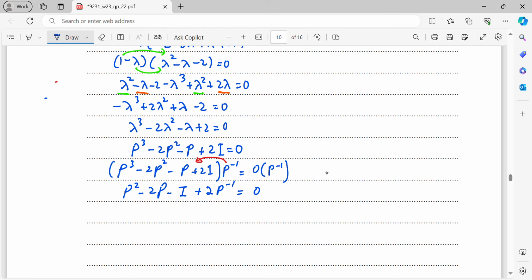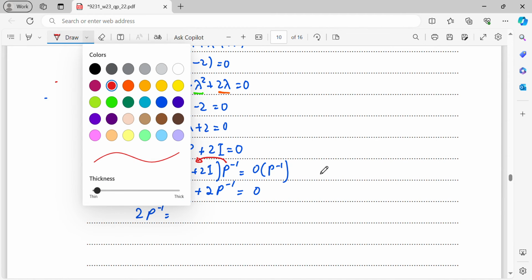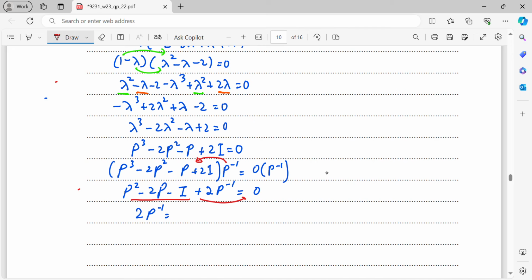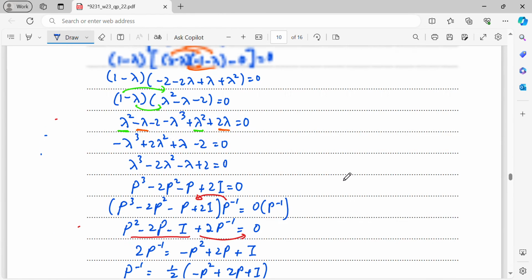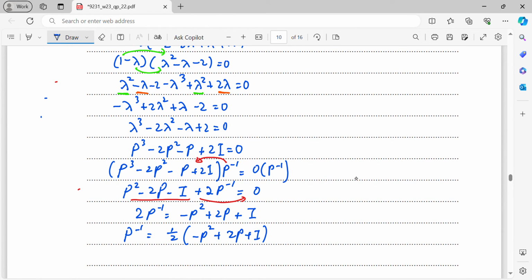Okay, then from here, for my 2P inverse, the rest of the matrices will be moved to the right side. So then I will be getting minus P squared plus 2P plus I. Hence, my P inverse is half of all of this. But now, to get the P inverse, I need to know what my P squared is, so I need to calculate my P squared first.